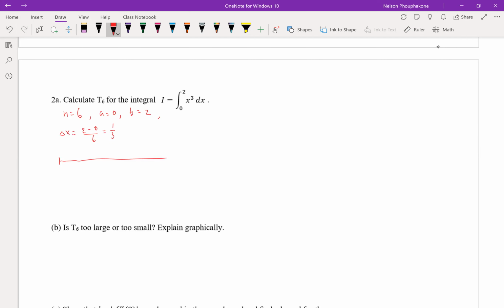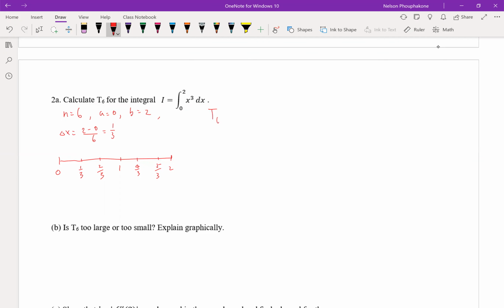Between 0 and 2, then we separate this into 6 intervals, right? So this is 1, I have 1/3, 2/3, 4/3, 5/3. Okay, 5 over 3.